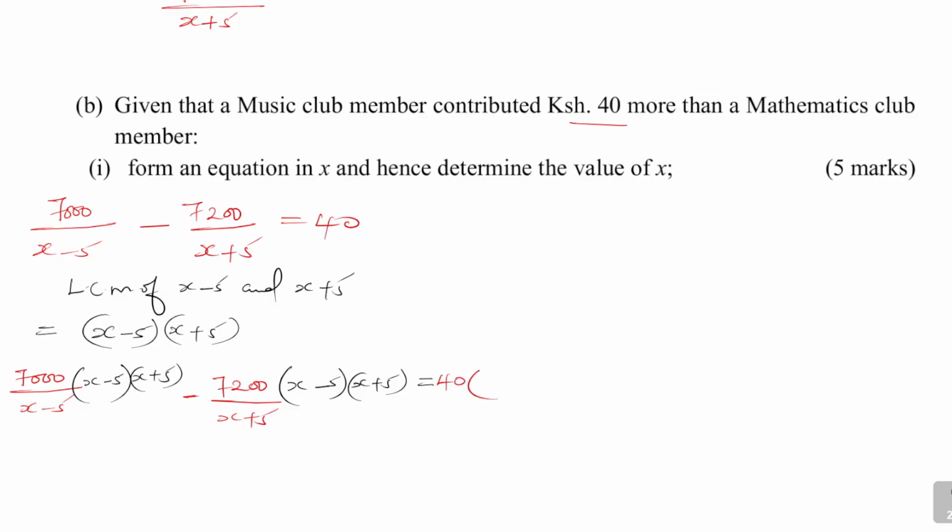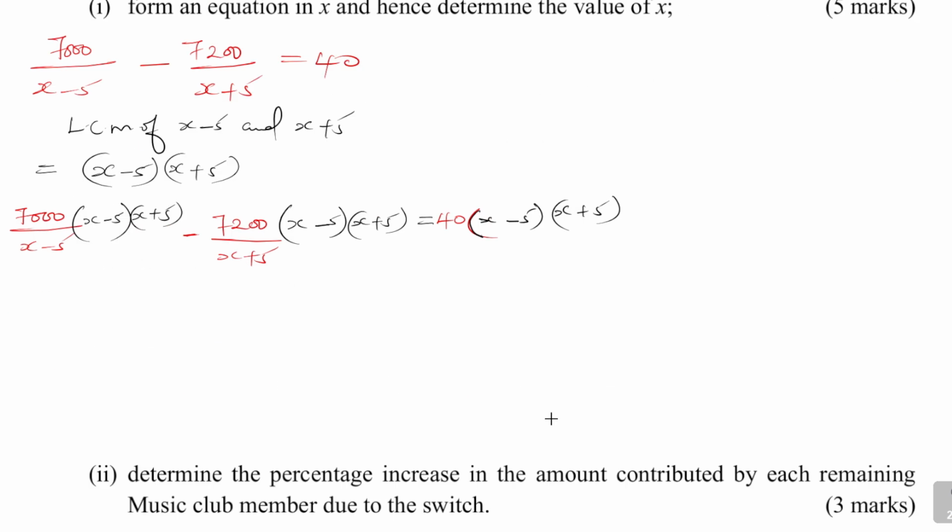And then 40, you multiply by the same, X minus 5, X plus 5. So multiply each term by the LCM. When you do that, the X minus 5 will divide out here, and the X plus 5 here is going to divide out, so that you'll be left with 7,000 multiplied by X plus 5, then here you shall have 7,200 multiplied by X minus 5 is equal to 40.